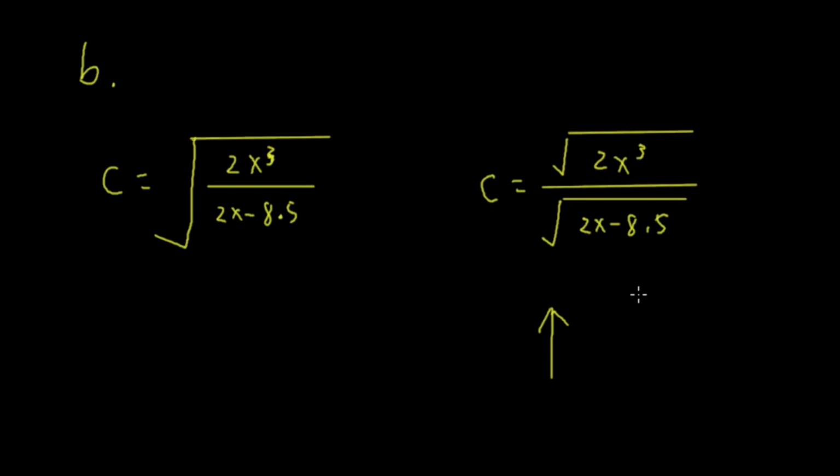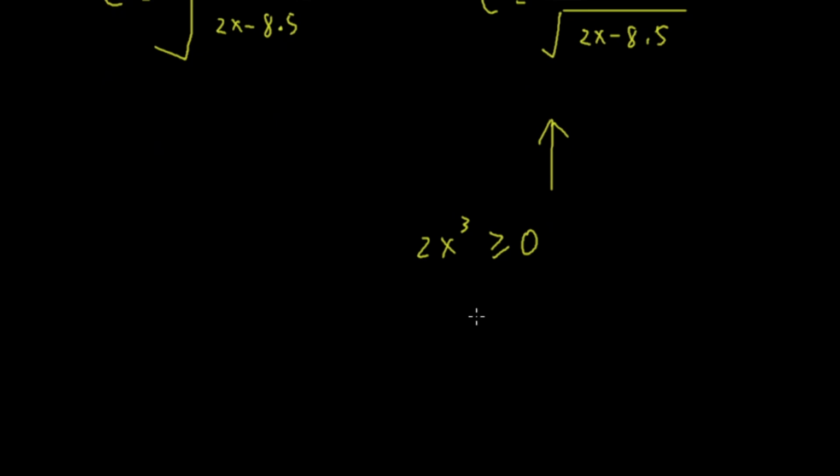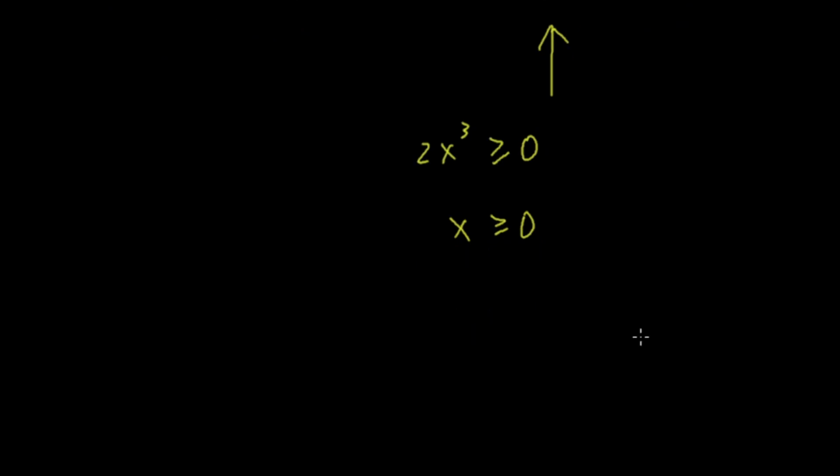Now, let's find the domain of this one. You have to look at this individually, right? Let's look at the numerator first. That means 2x cubed has to be greater than or equal to 0 because the numerator can be 0 anyway. Divide both sides by 2 and then take the cube root, where x is greater than or equal to 0. Okay, let's draw a number line here.